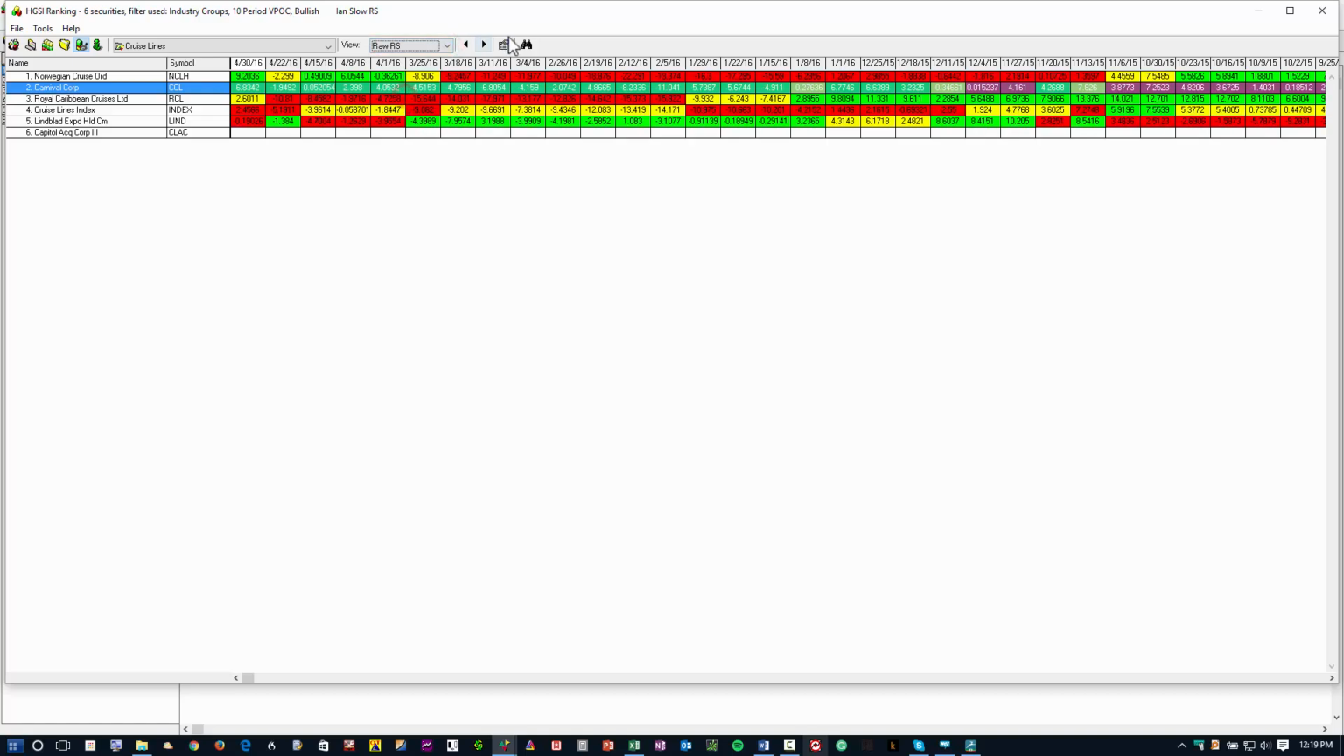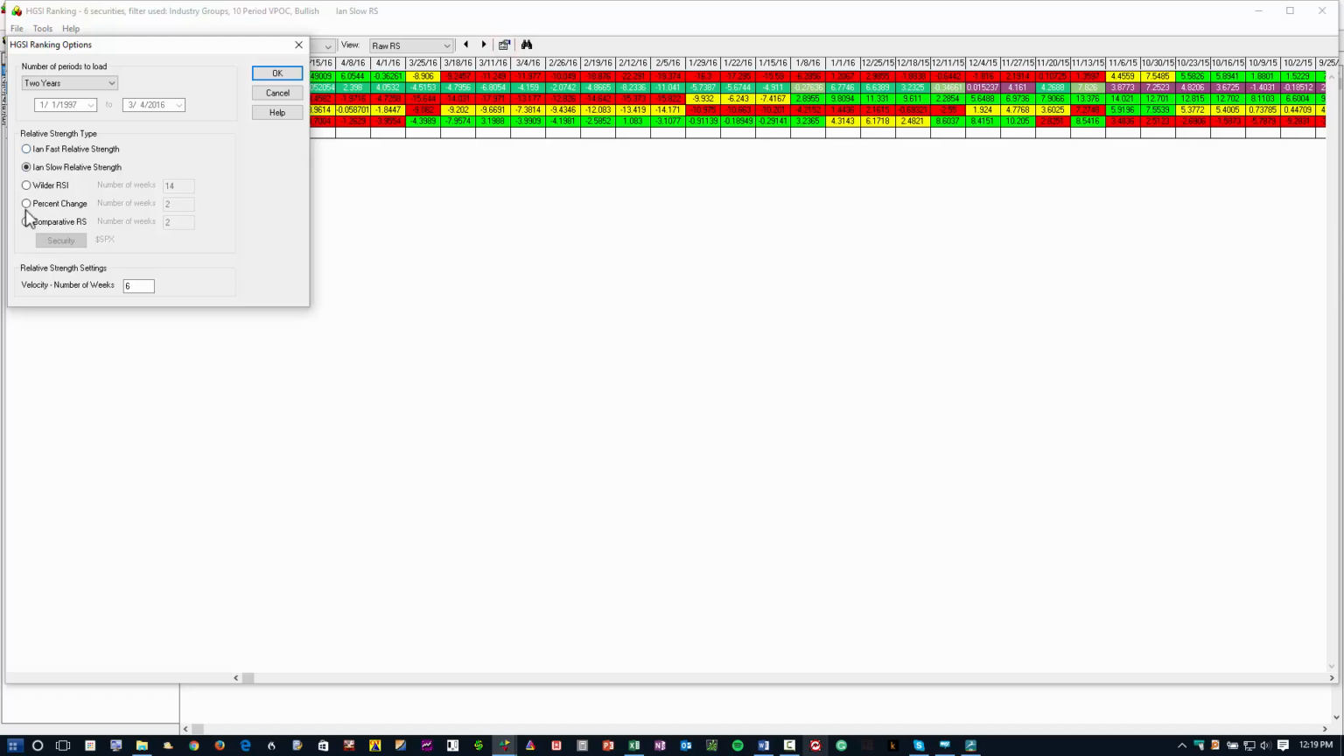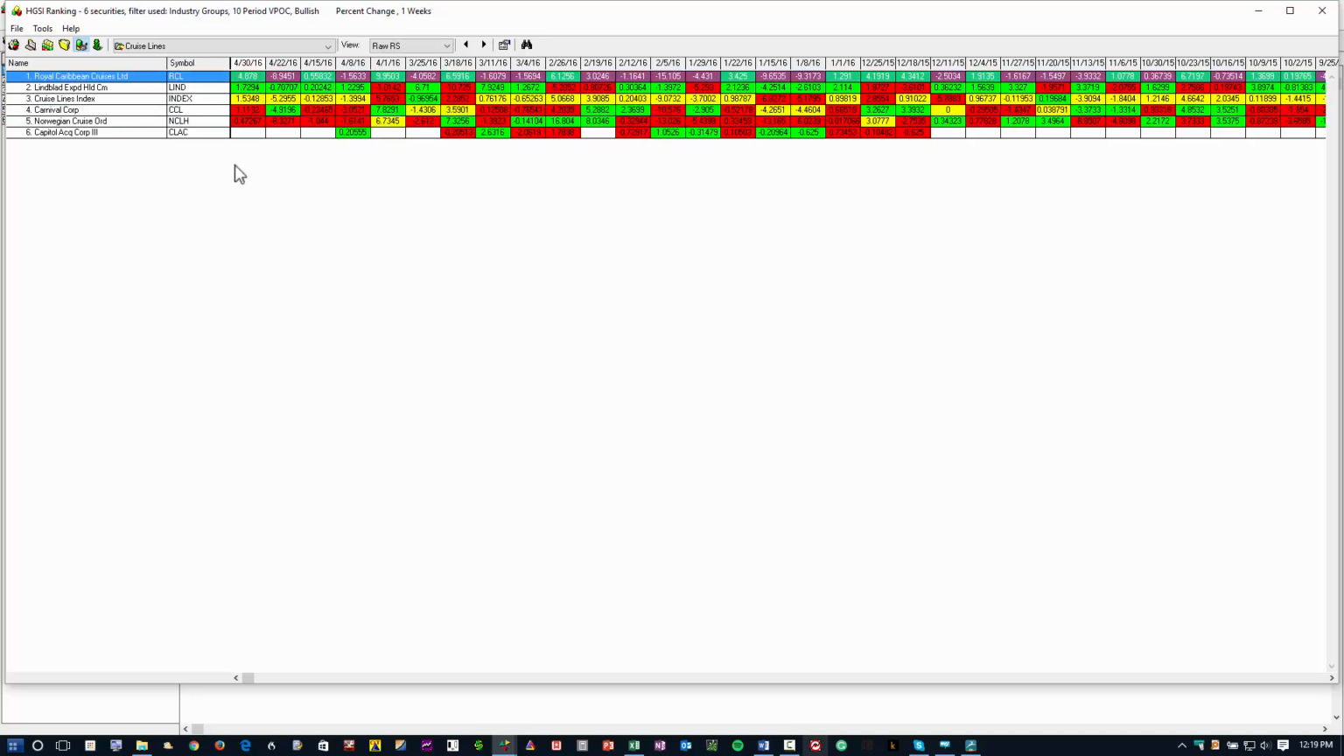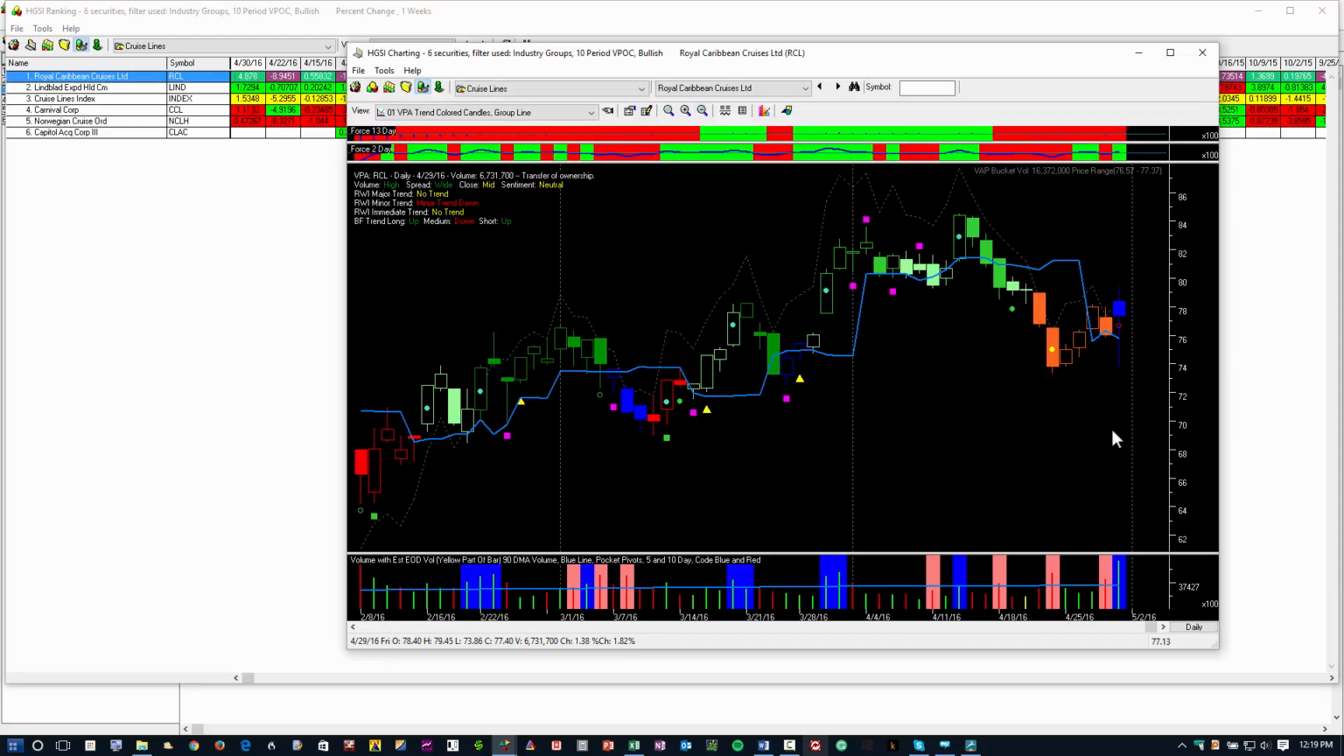Now I'm just going to flip through to the ranking module, and I'm going to go to raw relative strength, and I'll do a percent change 1 week, and this tells me what happened with these stocks during the last week. Royal Caribbean was up 4.8%, or 7.8%. Carnival was only up 1.1%. So this is a stock that looks like it has the short-term leadership going into Monday if the market holds together.